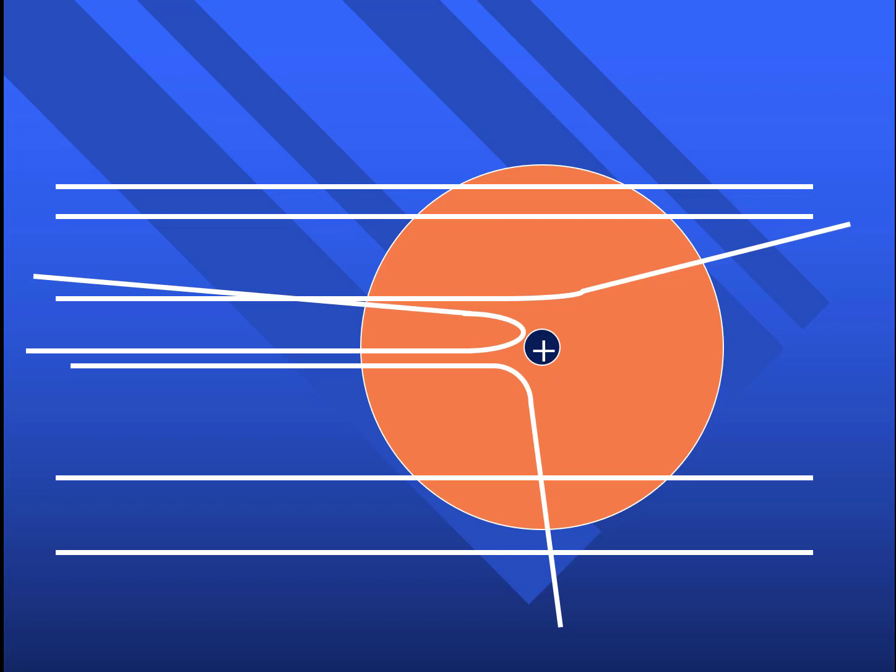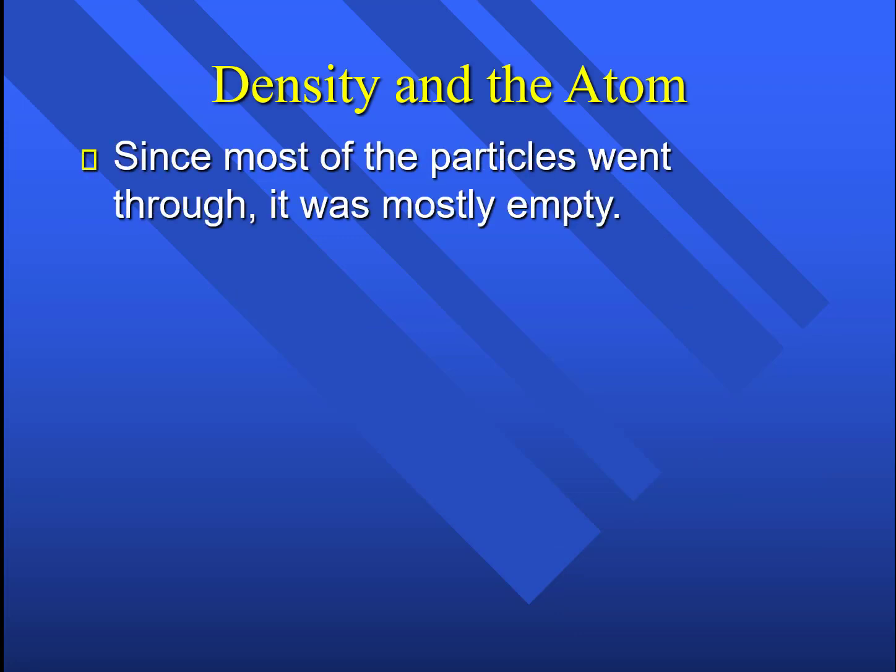Well, since most of the particles went through, it was mostly empty. Okay? And scientists have this ability to understate things. Well, instead of exaggerating, they do the exact opposite. So when they say it's mostly empty, let me give you a sense of scale. What do they mean by mostly empty?